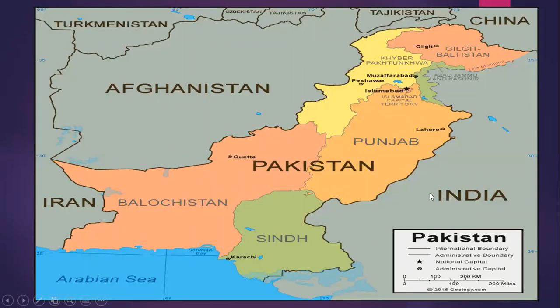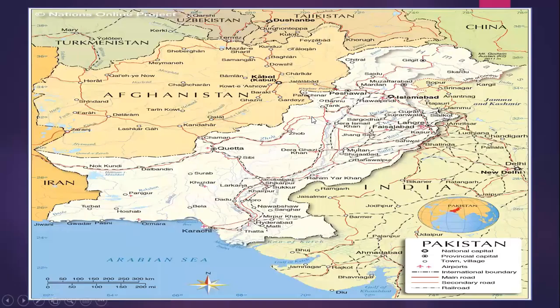India in the east. And at the southern part, what do we have? Arabian Sea. Look, this blue part. It's the Arabian Sea. Iran, west. Afghanistan, northwest. China, northeast. And India, east. It's the border of Pakistan. Clear? I will show you more here.